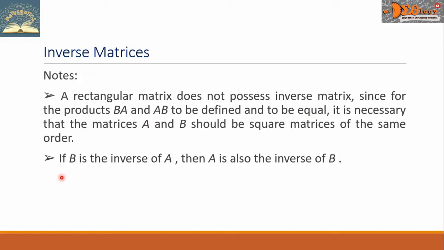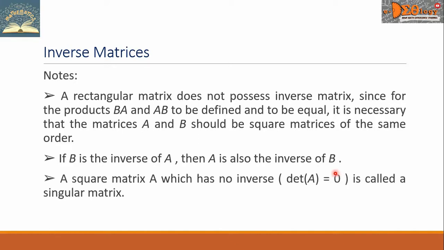Point number 2, if capital B is the inverse of capital A, then capital A is also the inverse of capital B. A square matrix capital A which has no inverse, that means determinant of A equals 0, is called a singular matrix. Only non-singular matrices have inverses.